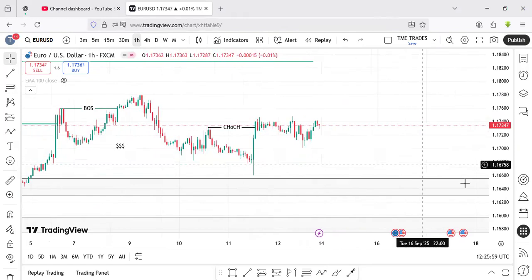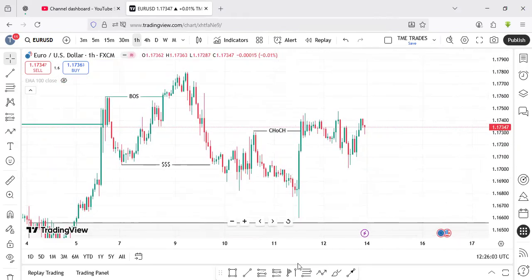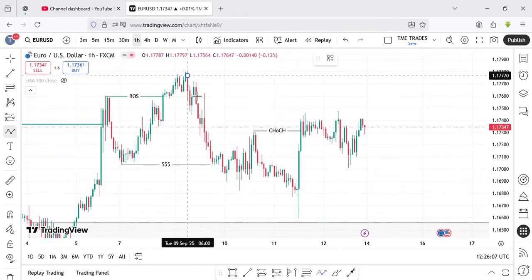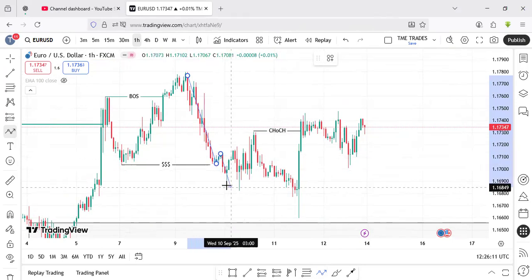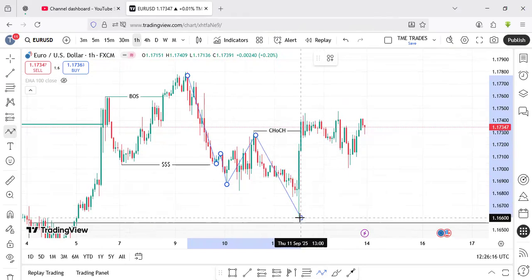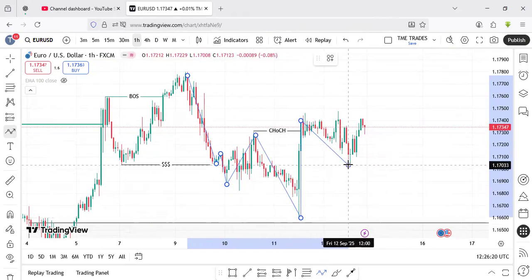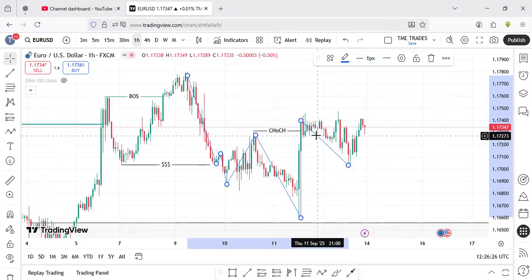Dropping down to 1 hour, we can actually see clearly how this market changed from creating a series of lower lows to now creating higher highs and higher lows. Now, how did we see this? Or how did we picture this?